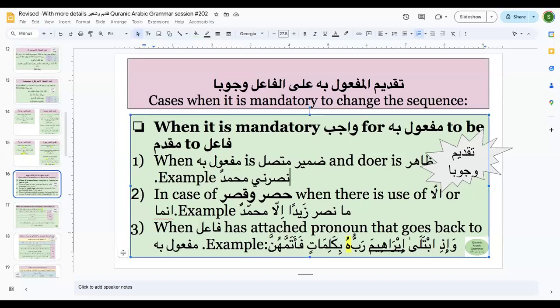The second case is when there is hasr. For hasr you are going to see words like ma and illa, la and illa, innama, anna. Those are the words that you are going to see for your hasr. In those constructions you are going to see a change in sequence, and it is wajib for the sequence to be changed. If you are all with me, type 1.